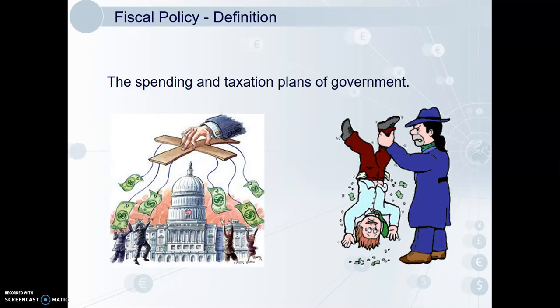Fiscal policy is quite simply the spending and taxation plans of a government. I've used the image on the left because we've already seen extensively how money can influence behaviour, and that's really what governments are trying to do with their spending plans: change people's behaviour. The image on the right is a shakedown, the government shaking all the money loose from the public. This is how some people quite dramatically feel about the relationship between citizens and the government when it comes to tax collection.